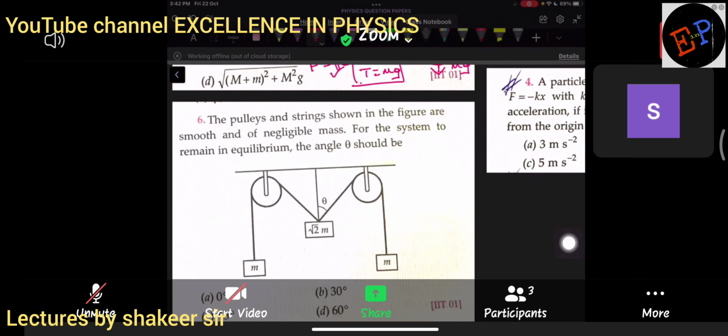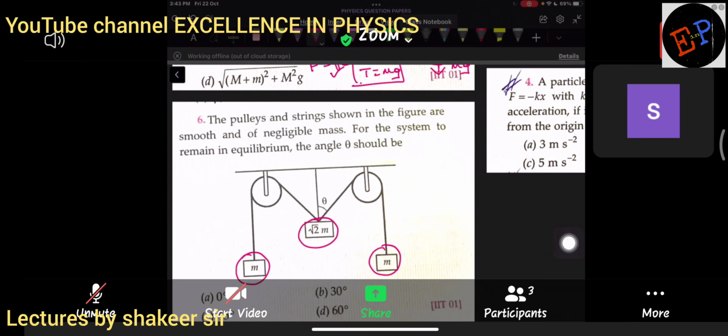So the pulleys and the strings shown in the figure are both of negligible mass. For the system to remain in equilibrium, find the angle theta. See here, how many masses are present? This is one mass small m, this is another mass small m, and this is the mass root 2 m.